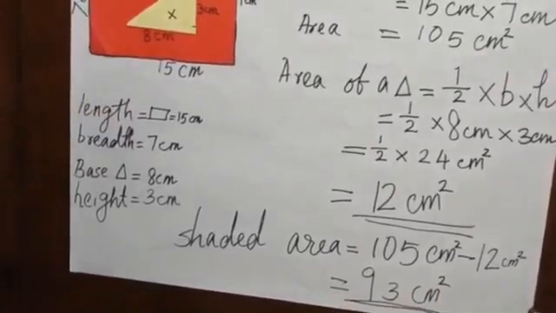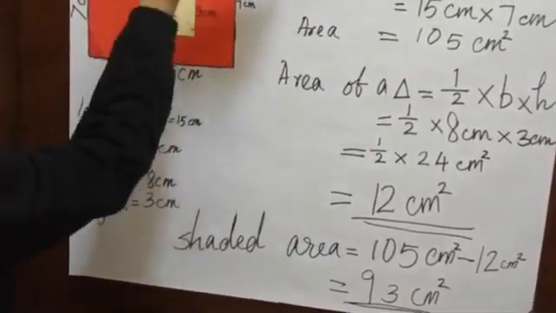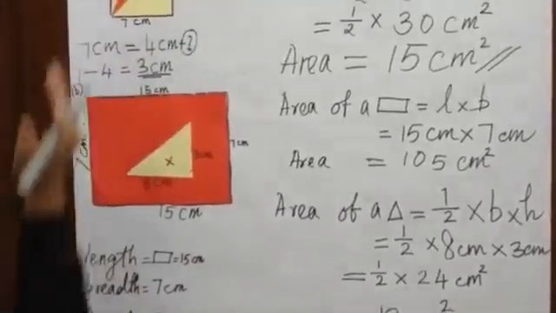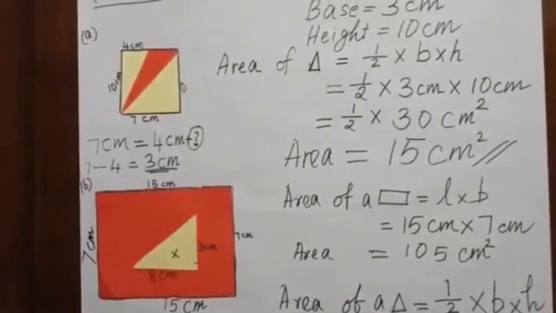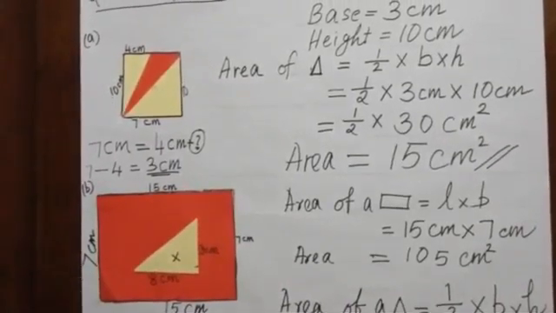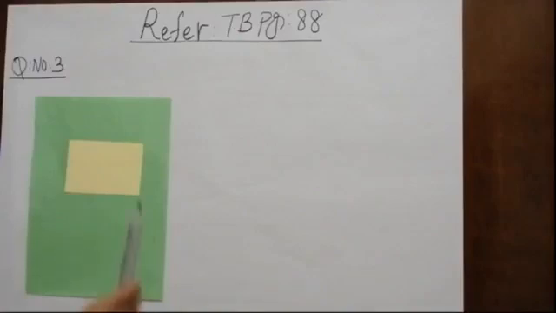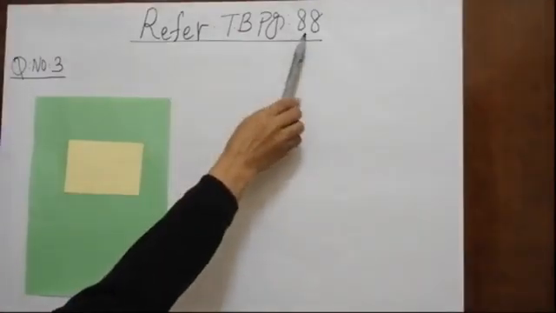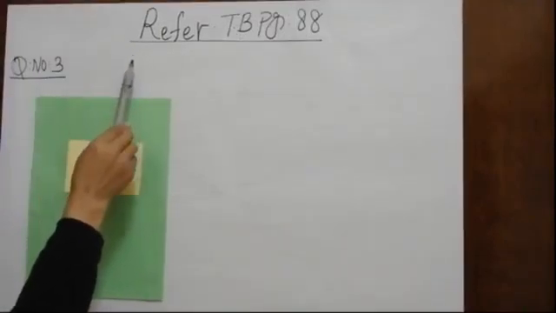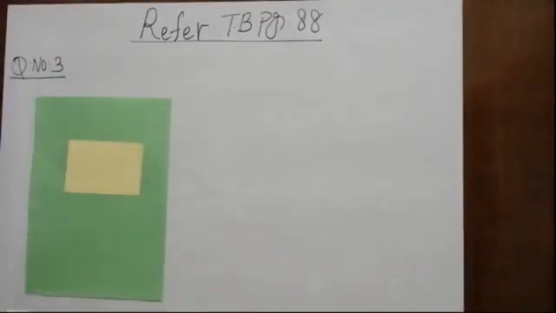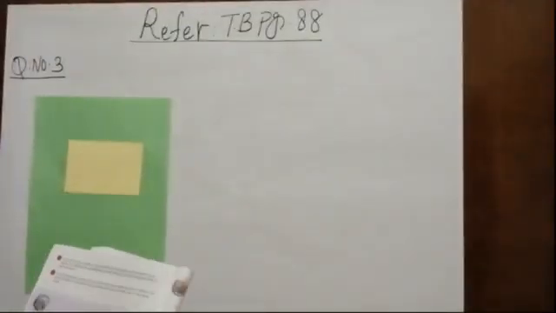Now we have completed textbook page number 86, question number 3 A and B. Now we are moving to the next page, page number 88, question number 3 from the textbook. Here I am not going to write the question. You can check with the textbook. I am going to show you this question. Question number 3.